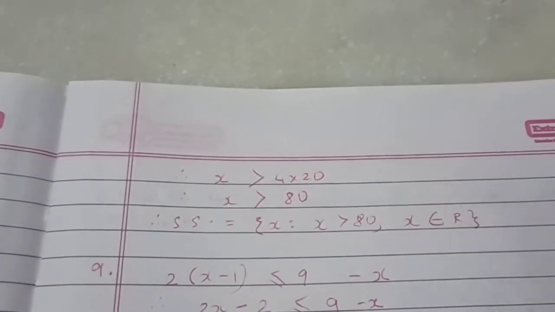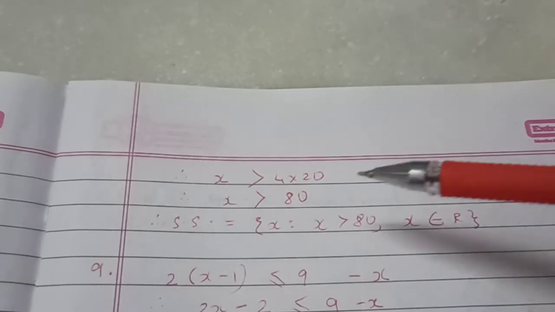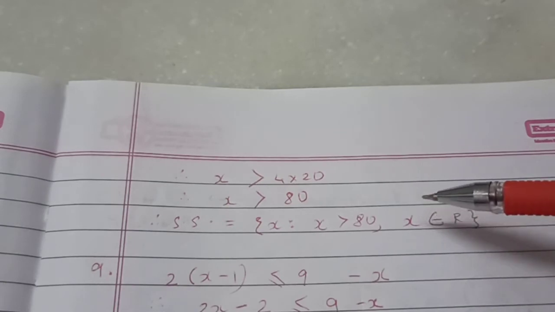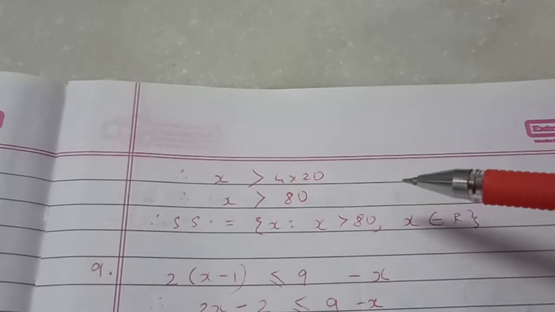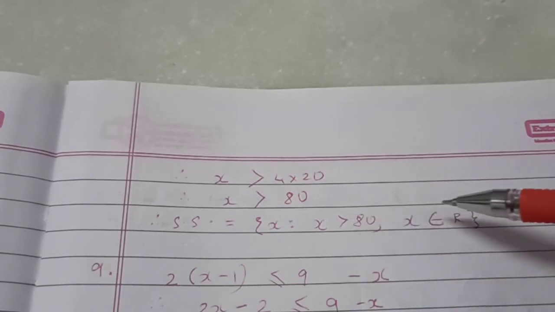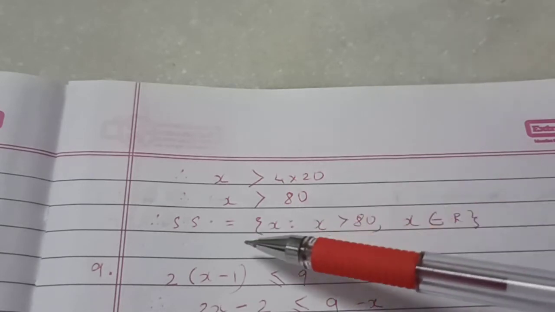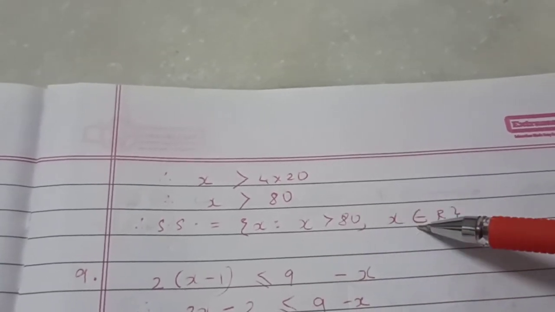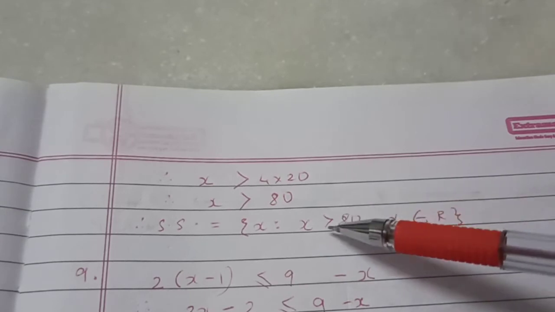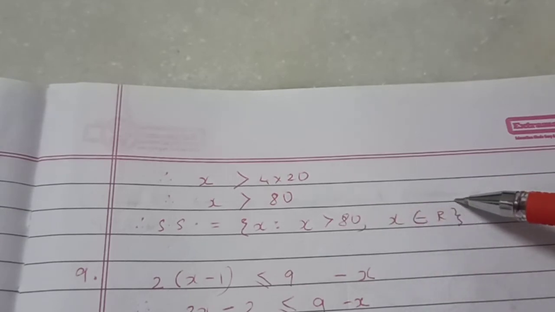But greater than 80, there are so many values. 80.1, 80.11, 80.001, 80.00101, and so on. So how do I even start making a list of these in the solution set? Since the replacement set is real numbers, we will write it in the set builder form instead of listing all the elements. So the solution set is x such that x is greater than 80 and x belongs to real numbers. All the conditions have to be mentioned inside curly brackets.